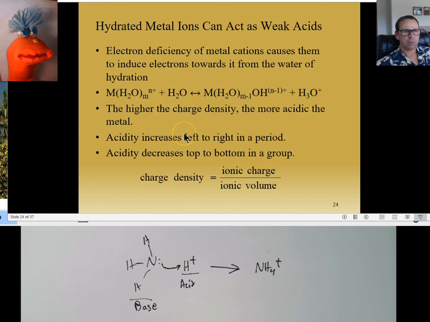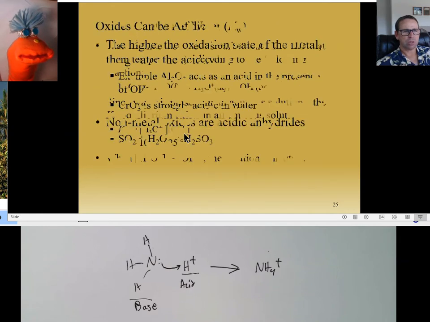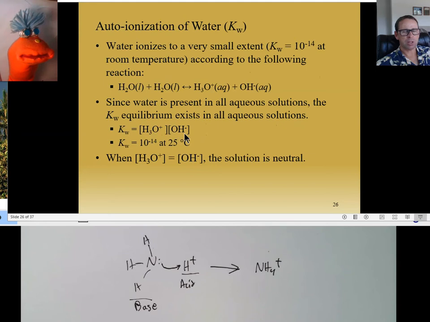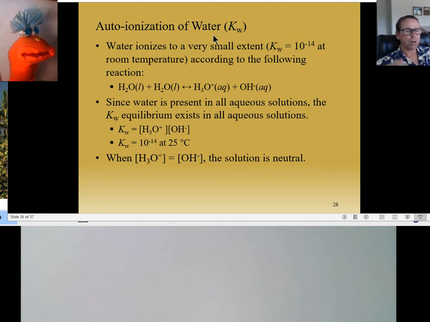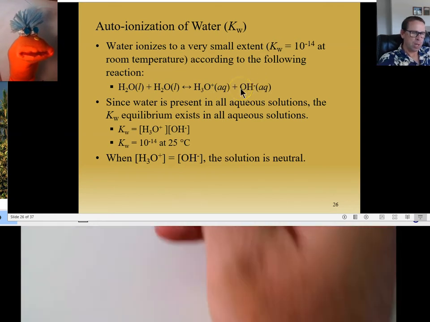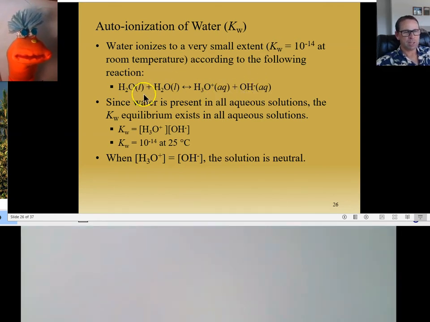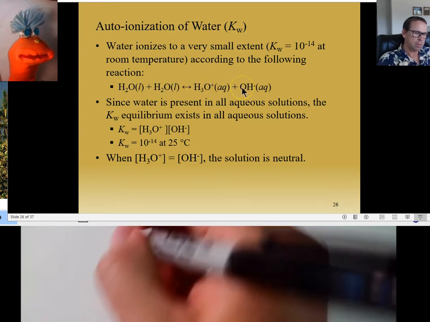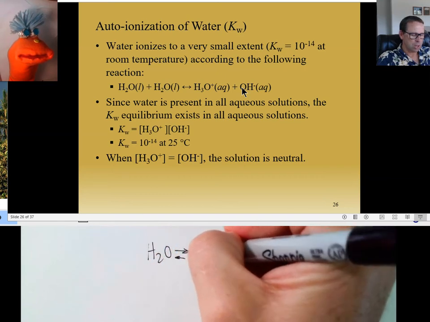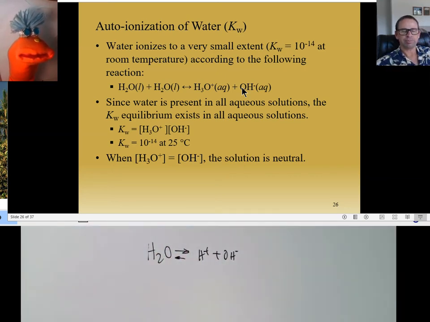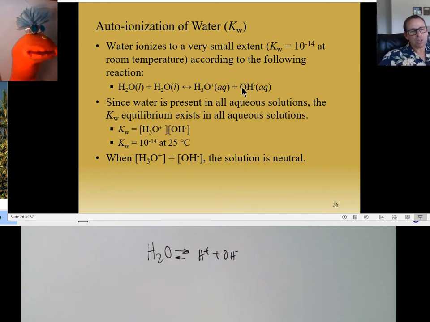Okay, very good. We're not going to pay close attention to metal oxides, but we are going to talk about the auto-ionization of water. We already said a little bit ago that water can dissociate into the hydrogen ion and the hydroxide ion, right? So here we have it depicted as two water molecules, one getting a proton and one releasing a proton. I prefer just the water dissociating into the hydrogen ion and the hydroxide ion, right?